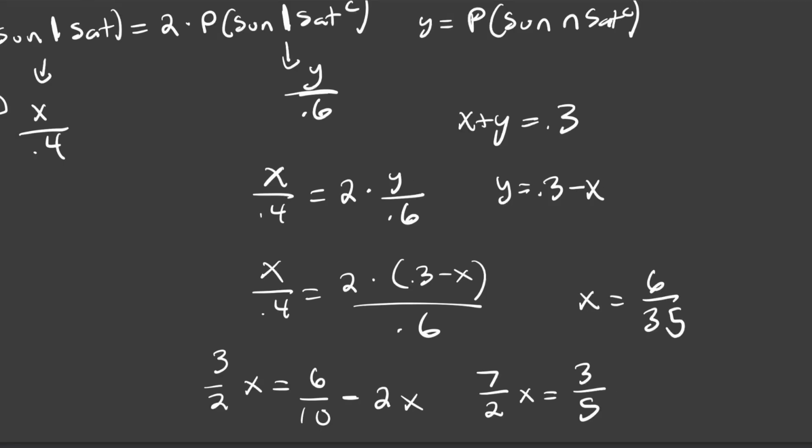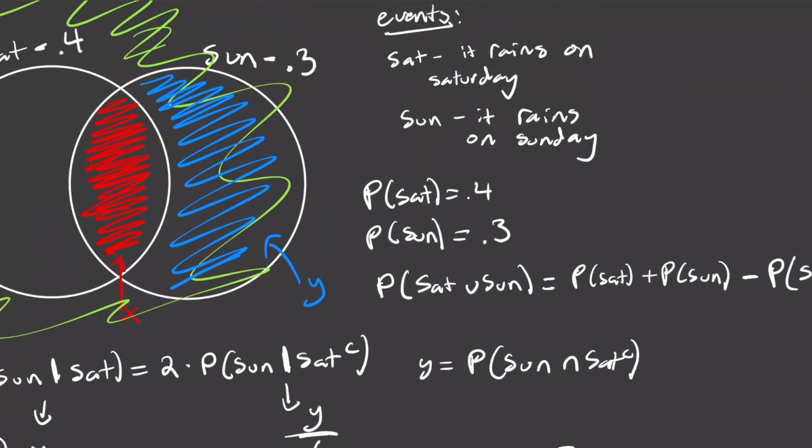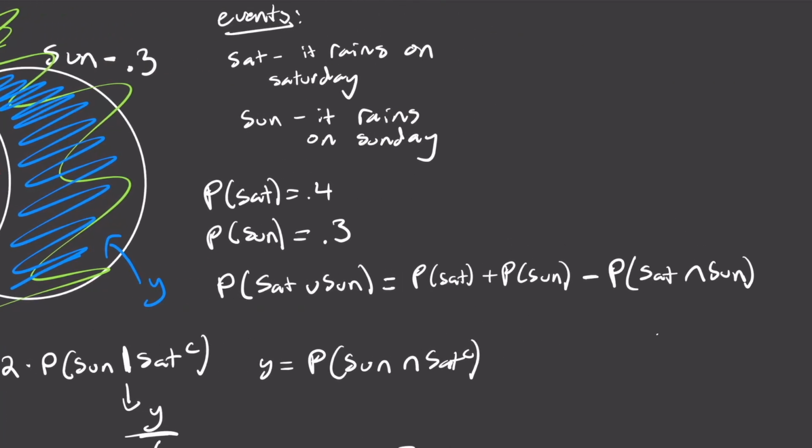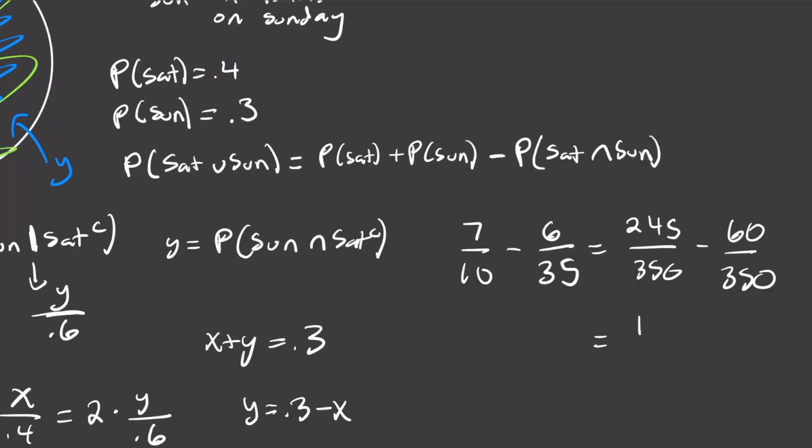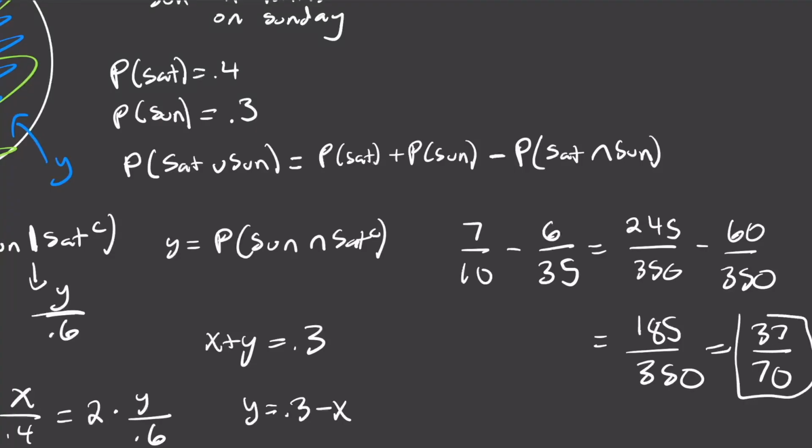And now we know x, which was just the intersection between the Saturday and Sunday bubbles. So now we can just plug it in here. That was the only missing piece of our equation, right? We know that Saturday plus Sunday is going to give us 7/10. So we need to subtract off 6 on 35 now. So multiply the left one by 35. We get 245 on 350 minus 60 on 350. And that's going to give us an answer of 185 on 350. And we reduce it to lowest terms, we get 37 on 70, which is the final answer.